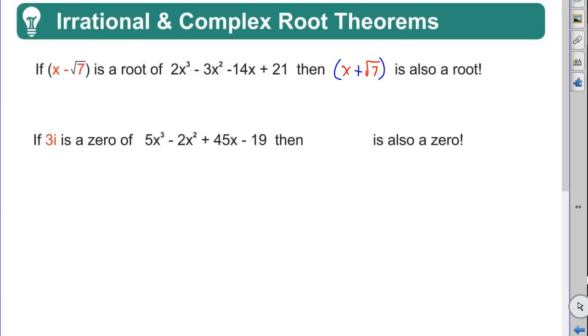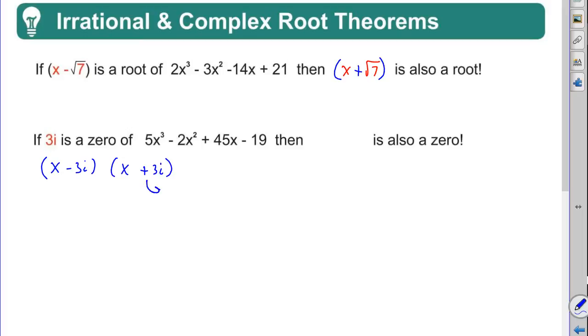So if 3i is a 0, okay, so really what produced a 3i? Well, it would have been the factor x minus 3i, right? And therefore you always know you get its conjugate, which would have been the factor x plus 3i, right? Exactly the same. One's a positive, one's a negative in the middle. Right? They form a difference of two squares. A factor and its conjugate always form a difference of two squares.